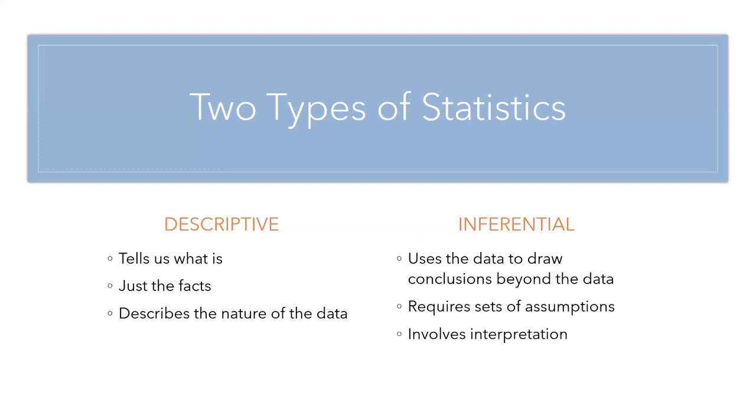Inferential statistics uses the data to draw conclusions beyond the data, which is what statistics is really all about and what is used most in published journal articles. It requires sets of assumptions, which you will learn about in future classes, not this one, and it also involves interpretation, which we will be doing just a little bit of.